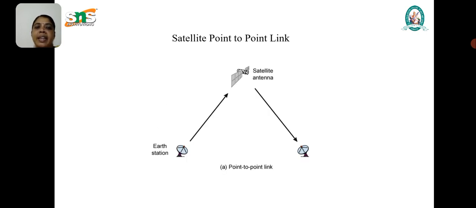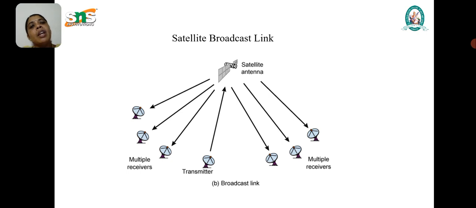Let us see the diagram. It is point-to-point communication. One earth station communicates with another through the satellite antenna, only through a single satellite. If we call it a satellite broadcast link, it means there is more than one receiver and sender. Multiple receivers can extract information from the single satellite antenna.